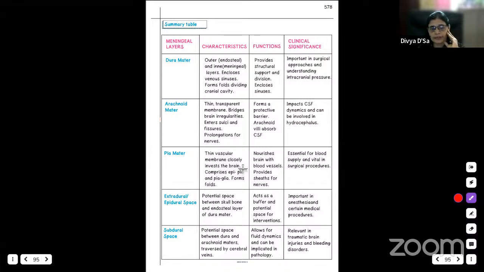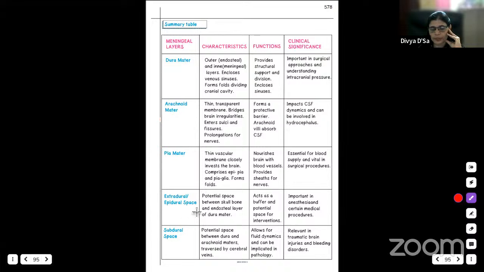Pia mater is a thin vascular membrane which closely invests the brain. Okay, it consists of epipia and pia glia. It forms the folds within, as the brain tissue is, and it nourishes the brain with blood vessels and provides a sheath for the nerves. It is essential for blood supply and vital in surgical procedures. Extradural and epidural space, already said, is a potential space between the skull bone and the endosteal layer.